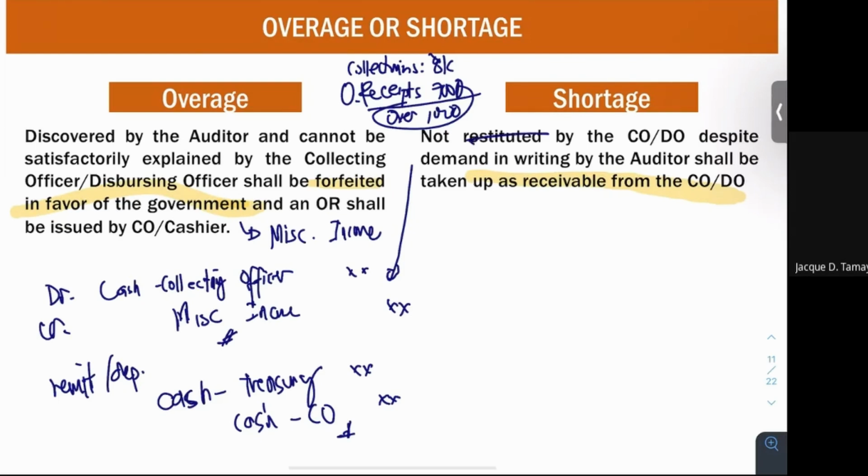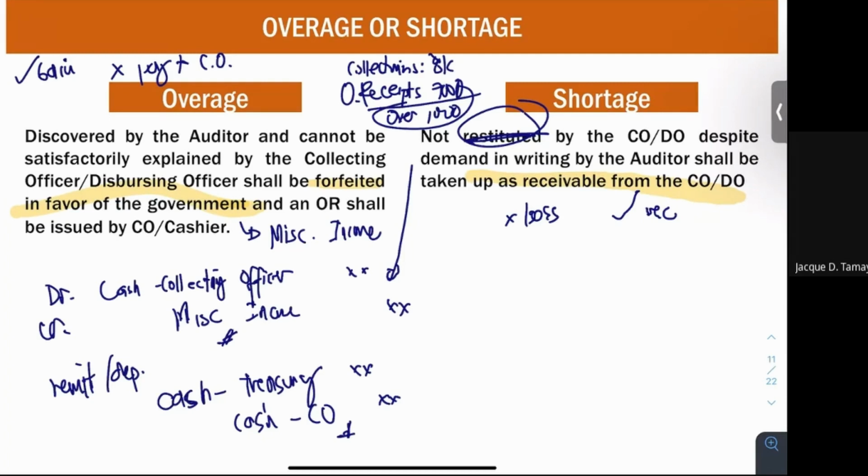Here, there is no restitution, meaning you cannot recognize a loss. So no recognition of loss here, directly a receivable. In your overage, no recognition of a payable to collecting officer, directly it is treated as a gain, a miscellaneous income. Okay? Here, no recognition of loss, directly it is treated as a receivable.